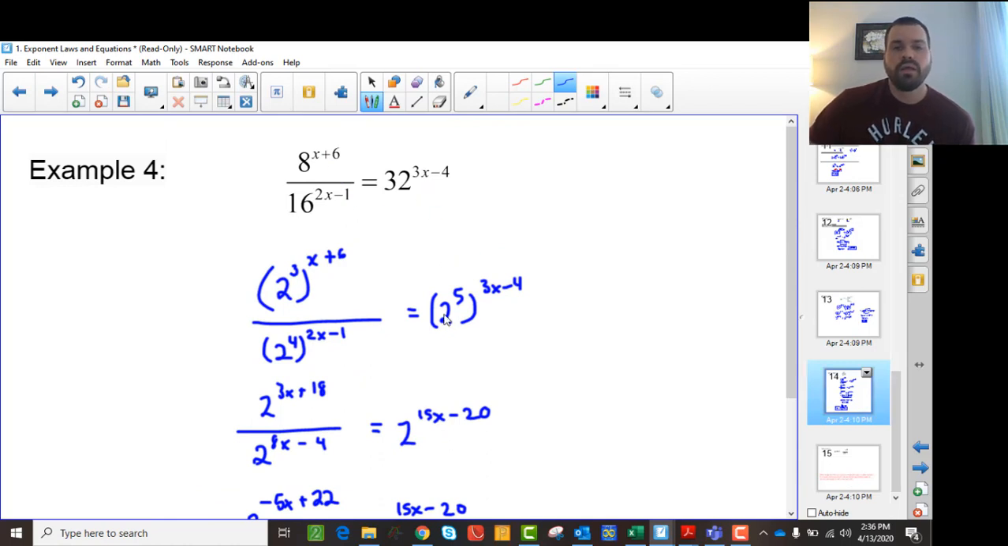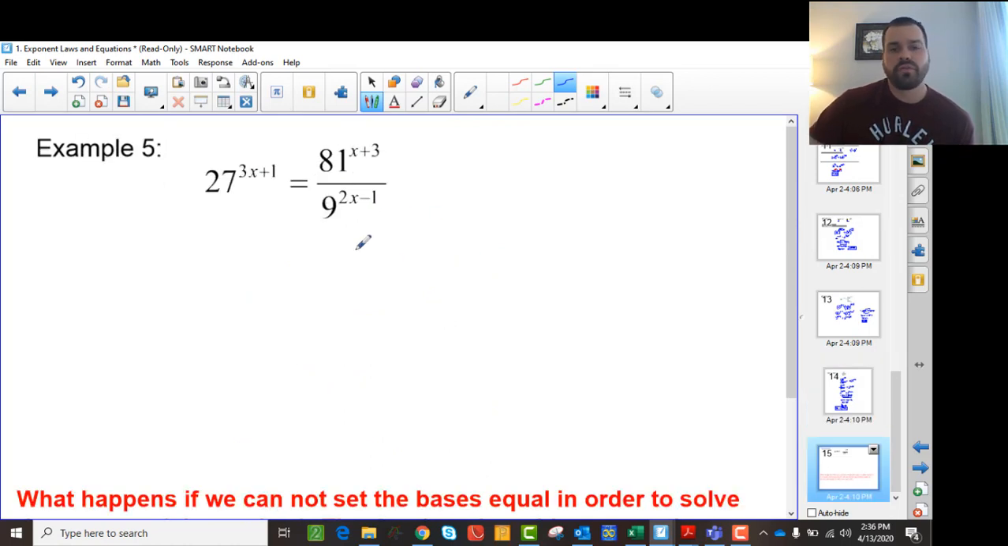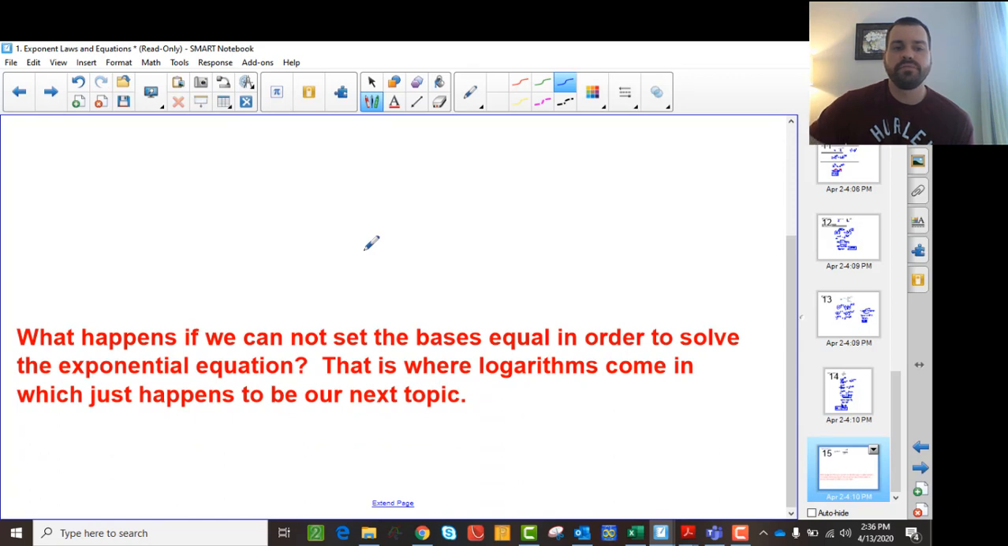All right. I'm not going to go through this final example. I think that makes sense, and it's very similar to the one we just did. But the question then becomes, what happens if we can't set the bases equal? Okay, and we'll talk about that with logarithms. So we're going to introduce logarithms next, and then we'll discuss how to solve exponential equations using those logarithms.